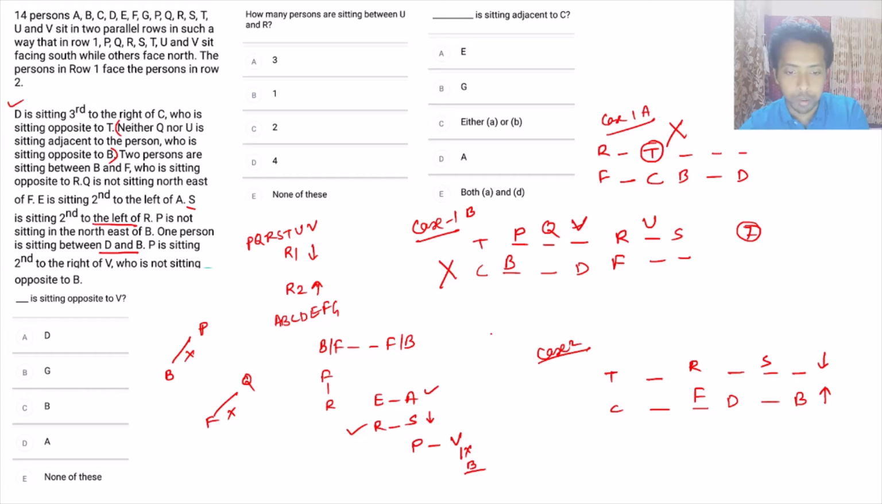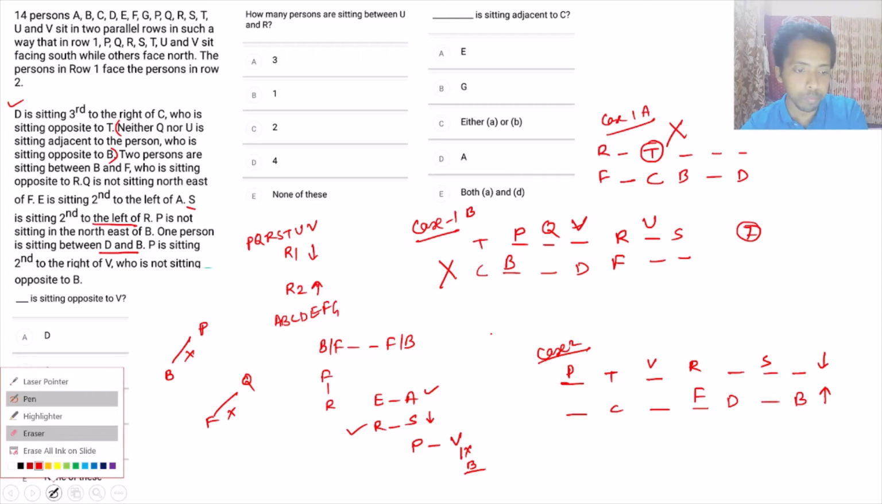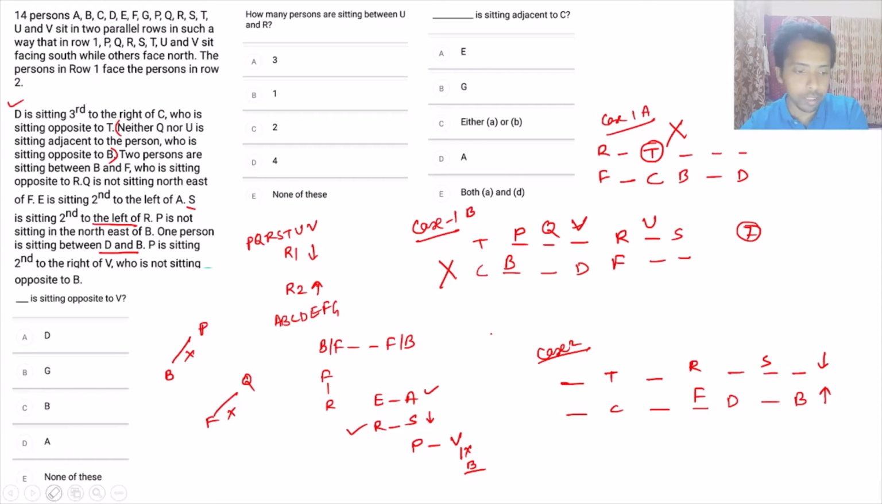F is here. P sits second to right of V and V is not facing B. Now P and V cannot come here because V is facing B then. So P and V can be here, right? Or this can be P and V here, right? Then 1, 2, 3, 4, 5, 6, 7 persons are there. Now if P and V is here, then what is the position of Q? Q is not northeast of F, but only northeast positions are available in respect of F. So we cannot take this, but P and V's position only this. Then only position left for Q, that is it, right?